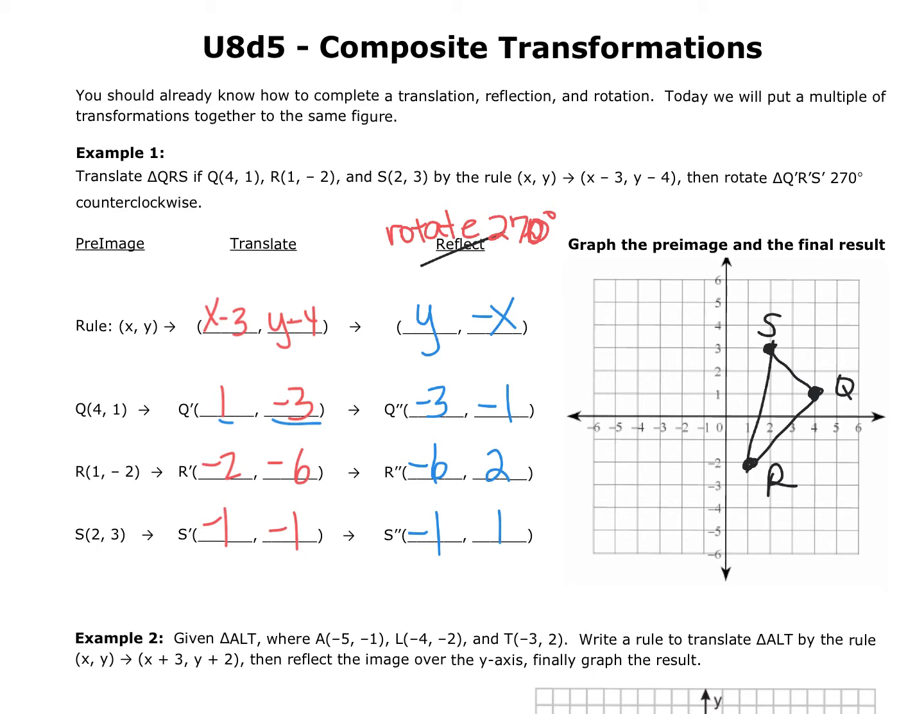Okay, so now let's rotate it 270 degrees. We're going to move it and then rotate it, and we finally end up with our Q double prime, R double prime, S double prime. At (negative 3, negative 1) is our Q double prime. (Negative 6, 2) is our R double prime. And (negative 1, 1) is the S double prime.